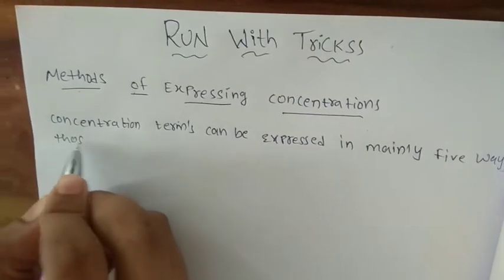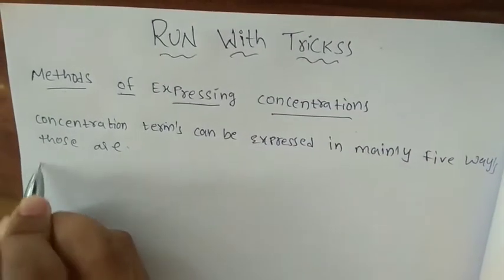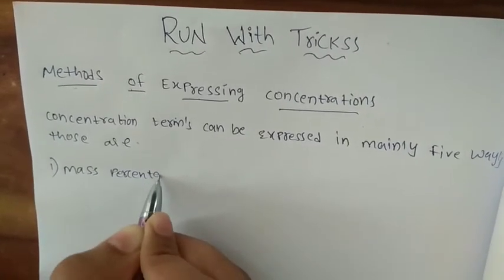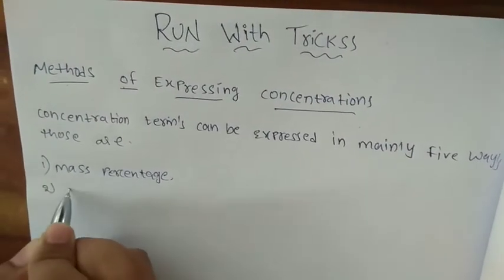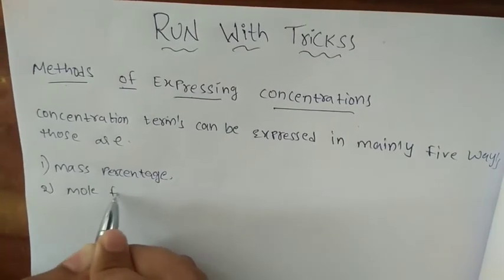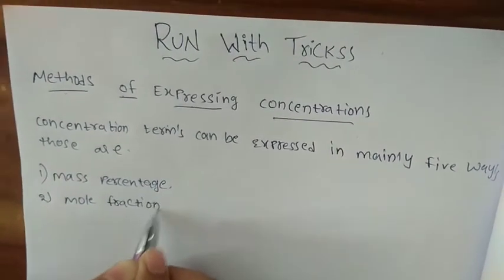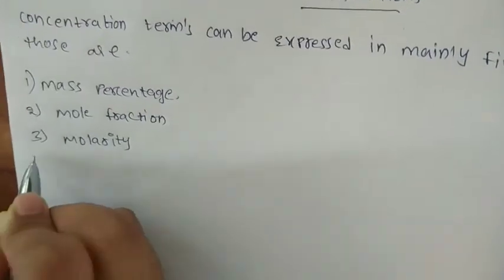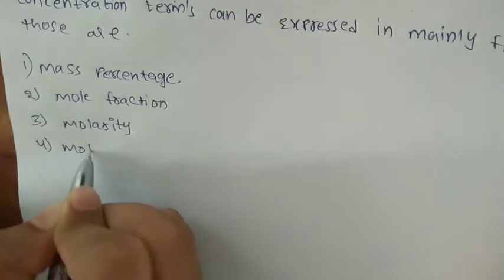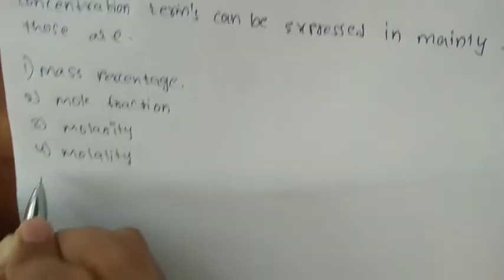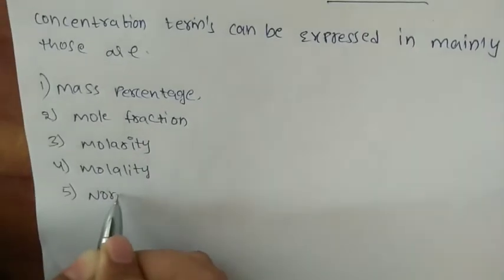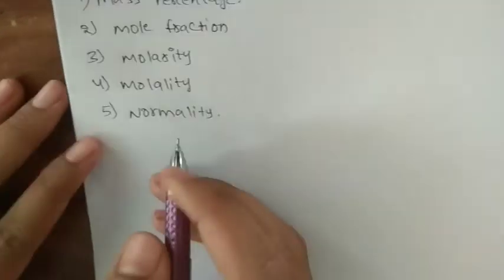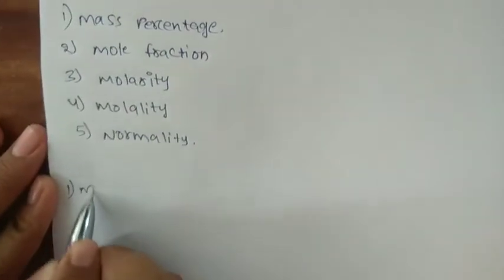Those are: first one, mass percentage; second one, mole fraction; third one, molarity; fourth one, molality; and fifth one, normality. So let us go for the first one, mass percentage.